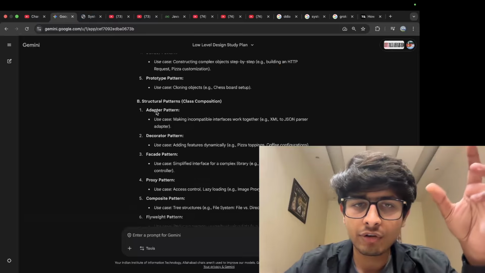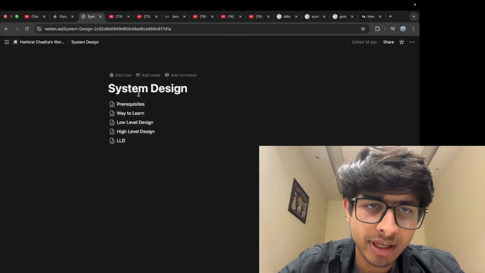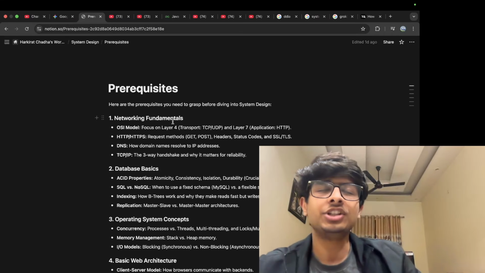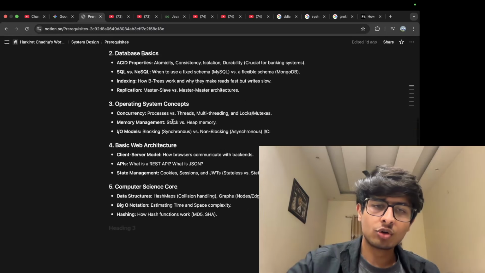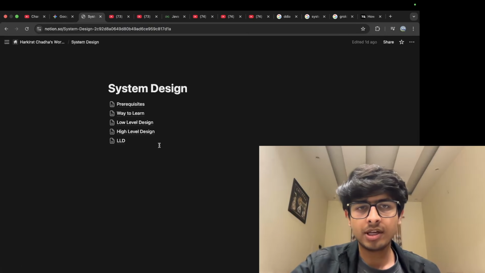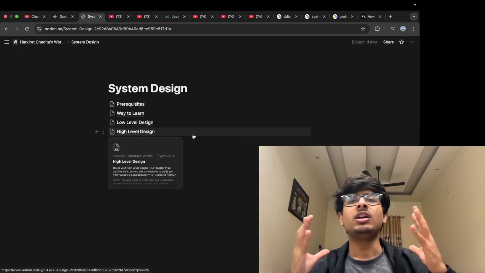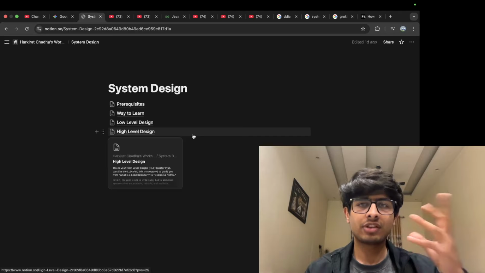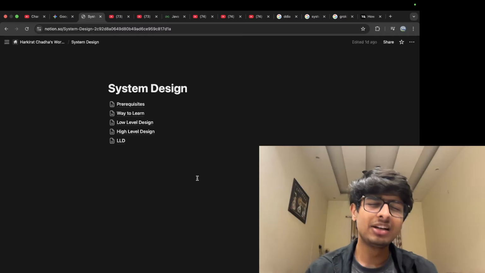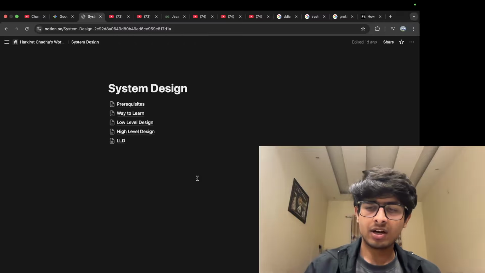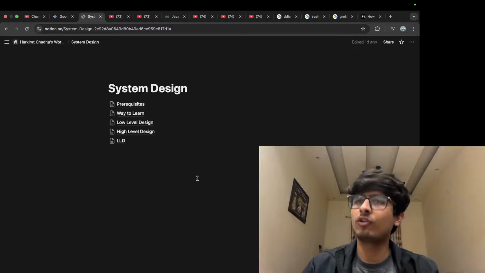So I have boiled all this information down inside a Notion page. Let's talk about prerequisites initially. I'll talk about some prerequisites. The most important prerequisite is object oriented programming. First of all, you need to have some idea of any programming language at least. You need to have built one or two projects at least. For object-oriented programming, you need to know about the pillars of object-oriented programming.